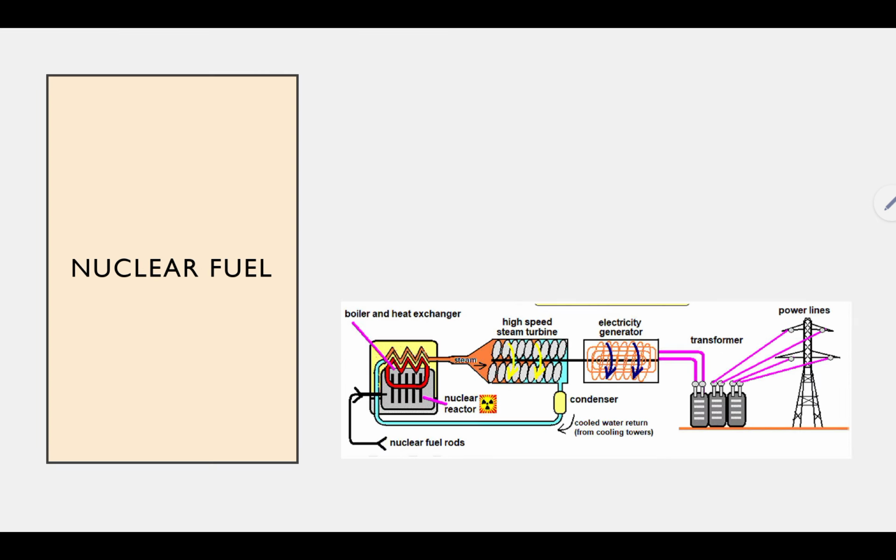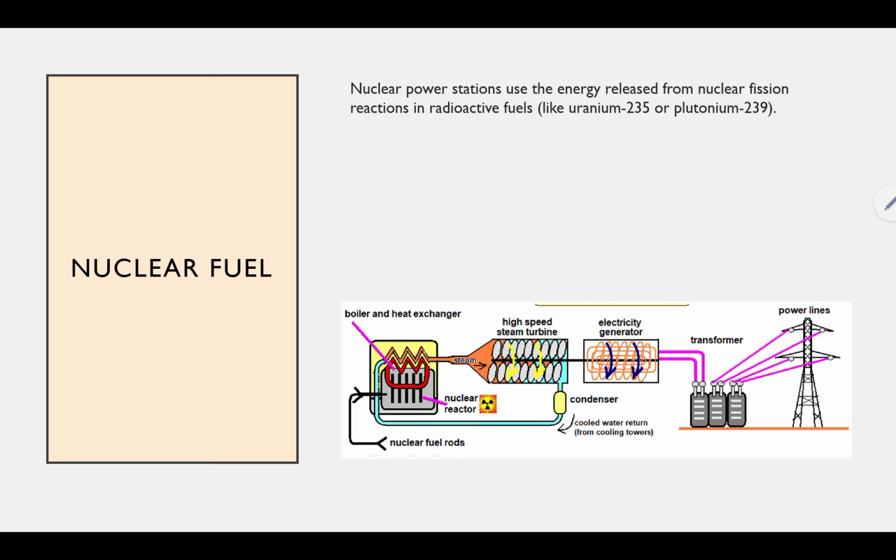Next, we have nuclear fuel. Nuclear power stations use the energy released from a nuclear fission reaction in radioactive fuels, like uranium-235 or plutonium-239. Do we need to know those names? No, but it's good to know what they are.